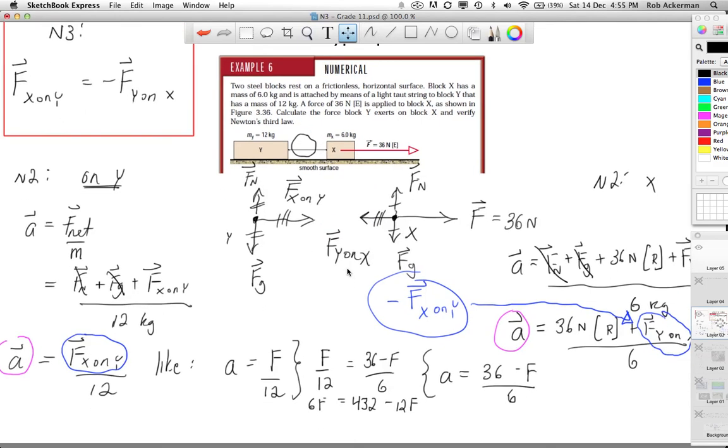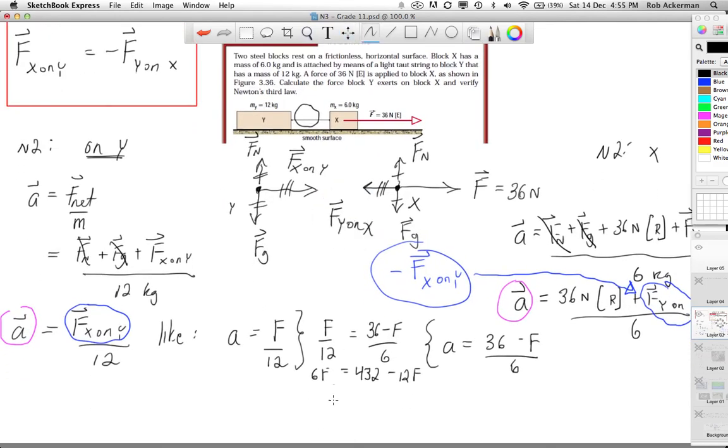Let me get a little bit more space here. I get, bring the 12 F's across, so I get this, 432. F equals 432 divided by 18. I get 24 as my answer. Now, remember, F was what I called this in here, just to keep things simple. So that's telling me that F is 24.